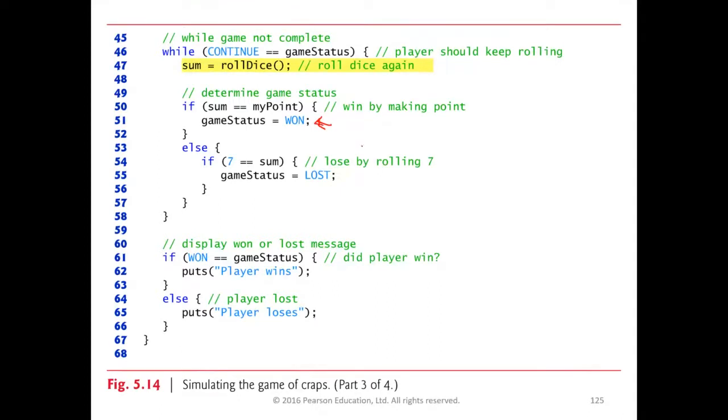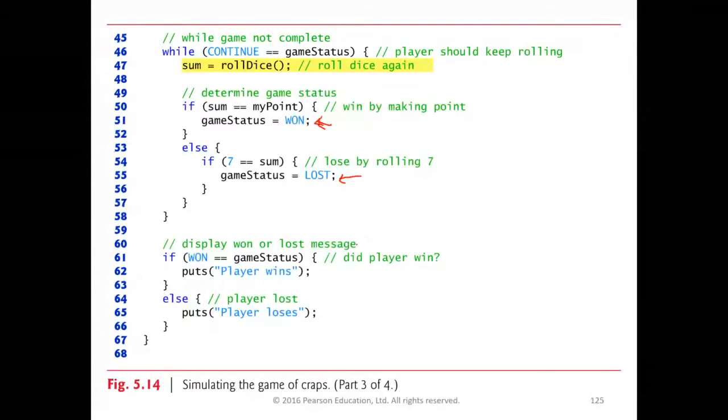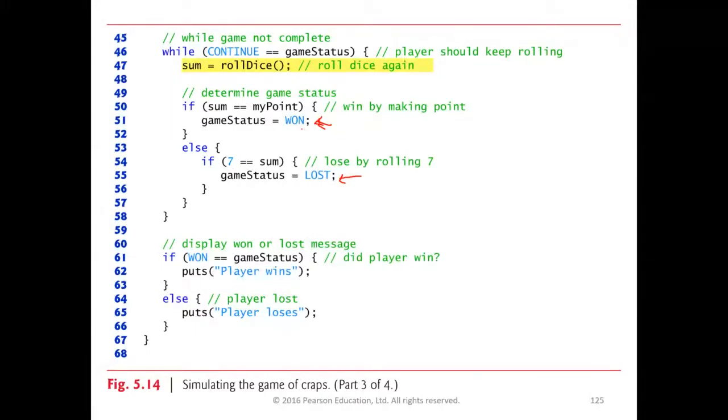Sorry, I'm trying to draw arrows here. If the sum is equal to 7, then we say game status is LOST. And so we repeat this until we get the same number back, and in that case, we say win. And if the sum is 7, then we put the game status to LOST. And we come out here, and then over here, if the game status is WON, then we say player wins. If the status is not WON and we are down here, obviously we're only going to be down here when the status is not CONTINUE, then we say the player loses.